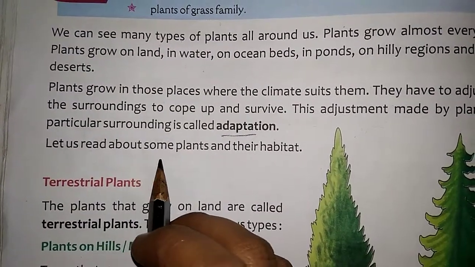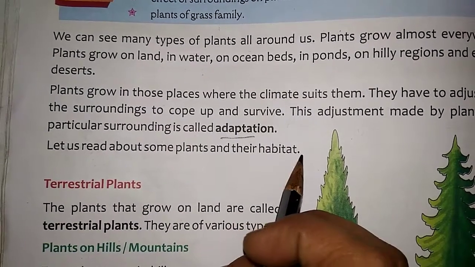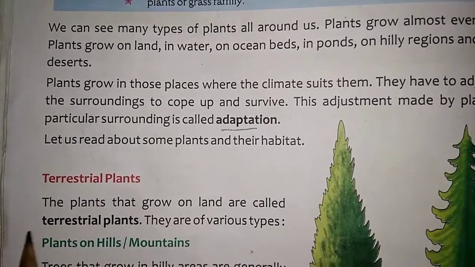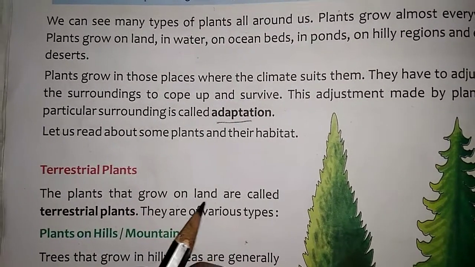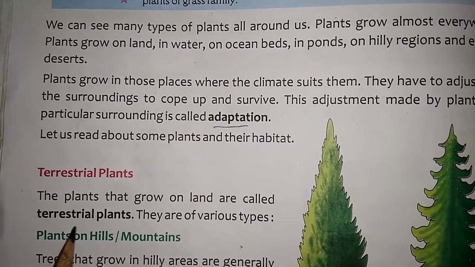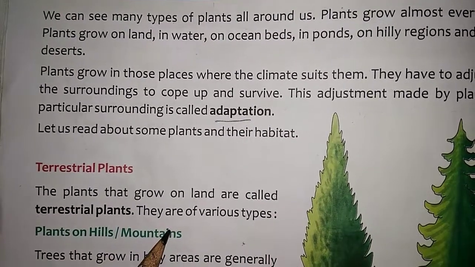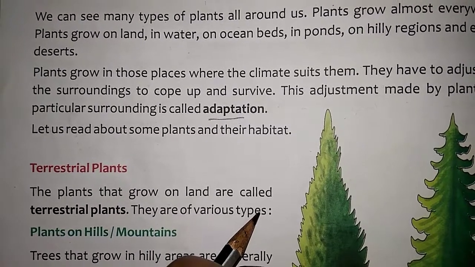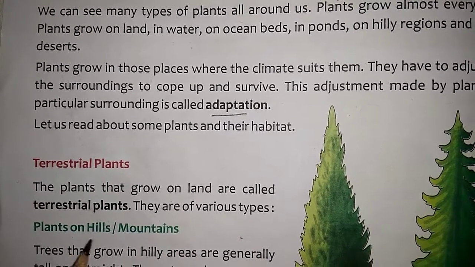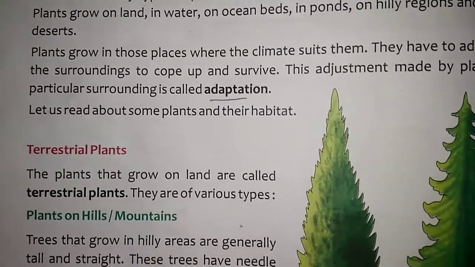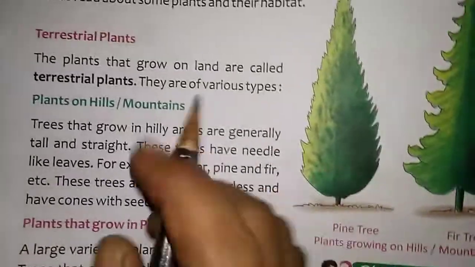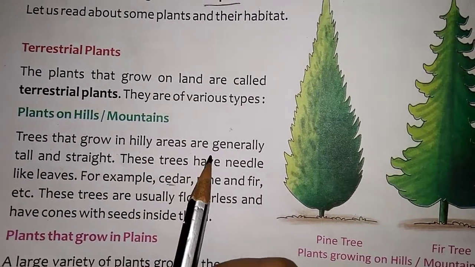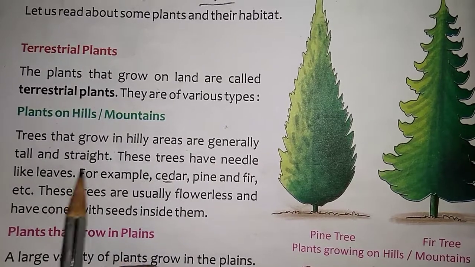Let us read about some plants and their habits. Terrestrial plants. The plants that grow on the land are called terrestrial plants. They are of various types. Plants on hills and mountains. Trees that grow in hilly areas are generally tall and straight.